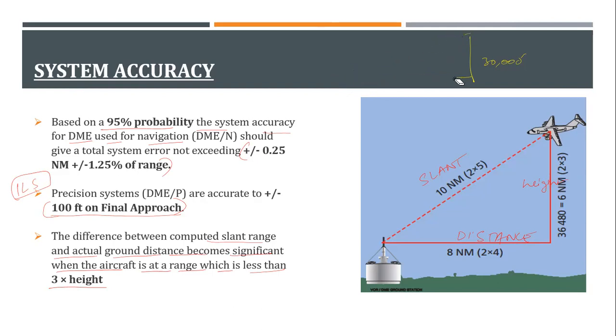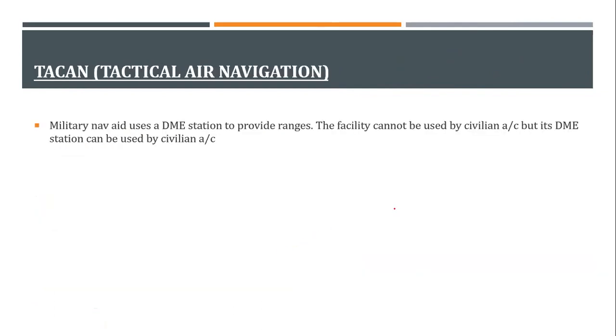Anyway, this is something not required, but of course, easy to say we don't know because they can ask. I'll just introduce you to something which is not your civil aviation requirement, but of course your military. The military navaid uses the DME station to provide ranges also. Of course, they will also use the facility, but this facility cannot be used by civilians. Its DME station can be used by civilian aircraft, which is that tactical air navigation.